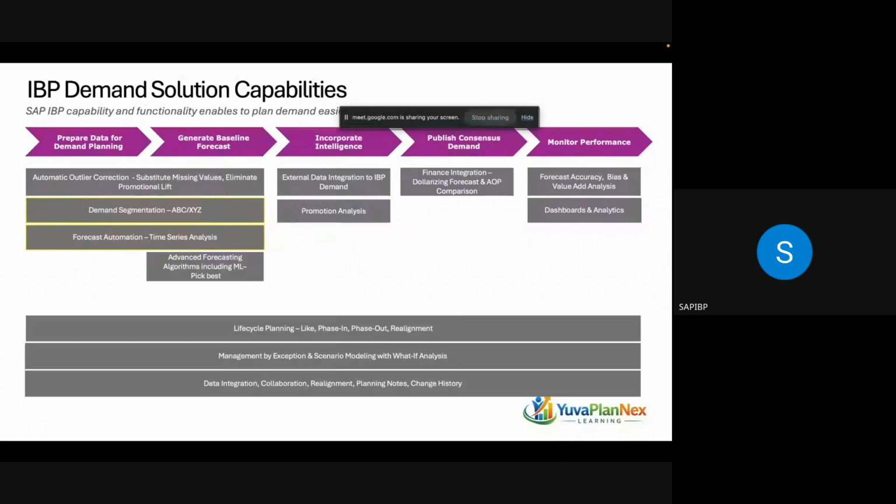Now, to monitor or to pick the right forecasting model, and to fine tune whatever forecasting model you have picked, it supports all kinds of error methods. We have MAPE, MAD, MSE, RMSE, all kinds of error methods will be supported in IBP for demand.